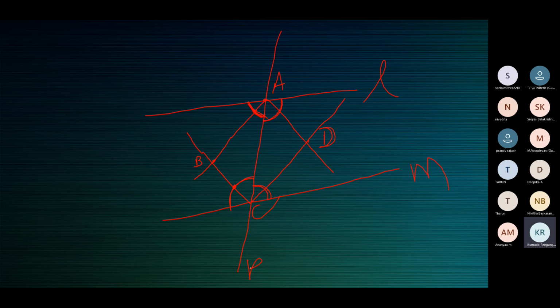So now how do we prove that ABCD is a parallelogram? To prove that ABCD is a parallelogram, we are going to prove that both the pairs of opposite sides are parallel. So when both pairs of opposite sides are parallel, it's a parallelogram. And in the parallelogram, we'll prove that one angle is a right angle, so it's a rectangle.